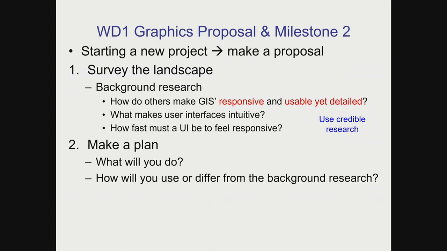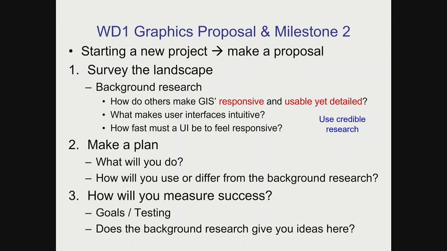Okay, so you survey the landscape, now you make a plan. What are you going to do? And in particular, how are you going to use these ideas from the background research and how might you be different from them? And then how are you going to measure success? So what is your testing plan? And the background research might give you some ideas here. So that you don't just say, I think we did well. Can you make it more concrete than that?